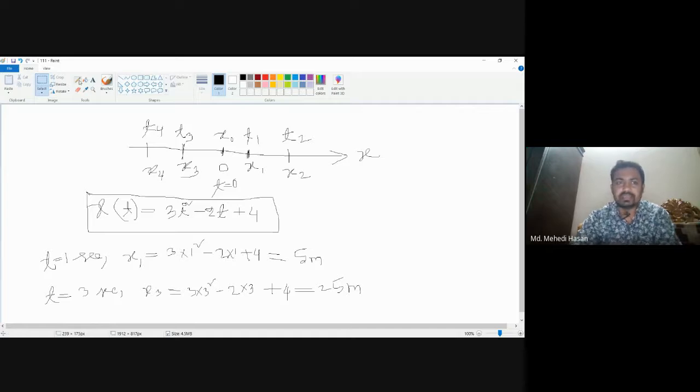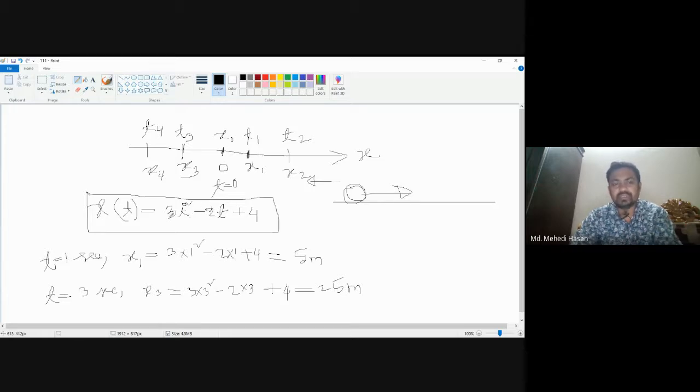Okay, so if you consider the object on a surface, there is a surface and there is an object like that. This object is moving in the rightward or leftward direction. In that case the equation will be given like this: x(t) = 3t² − 2t + 4, or the equation is x(t) = −t² + t − 1, something like that.